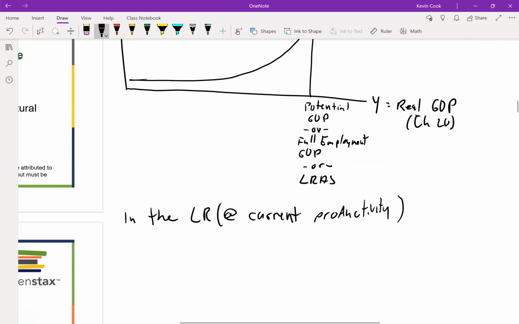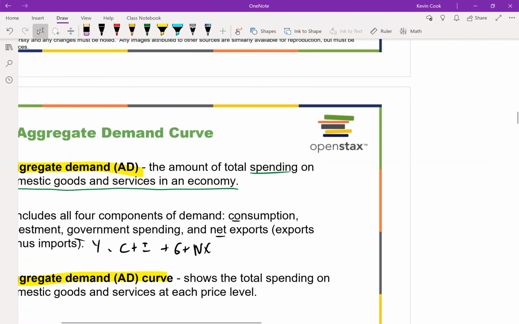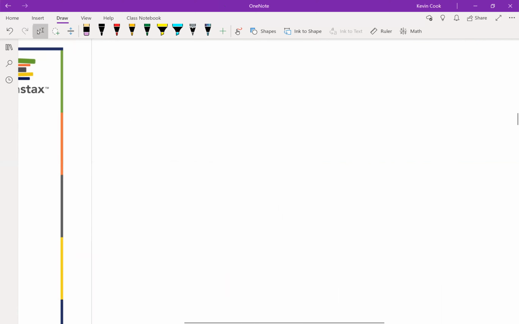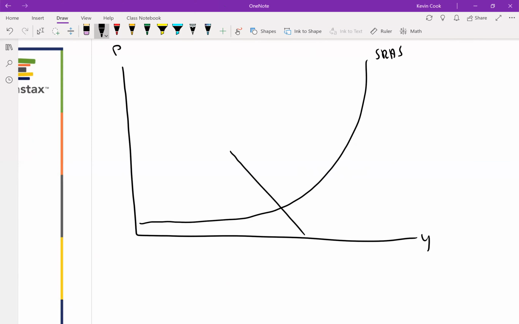However, once we get our aggregate demand in, and I'm going to go over so I line it up right, this is going to add a new element. We have our price level and our GDP. We'll have a short run aggregate supply. I'm going to leave out potential for now, but I'm going to throw in aggregate demand, say right here. And I'll throw this down here.